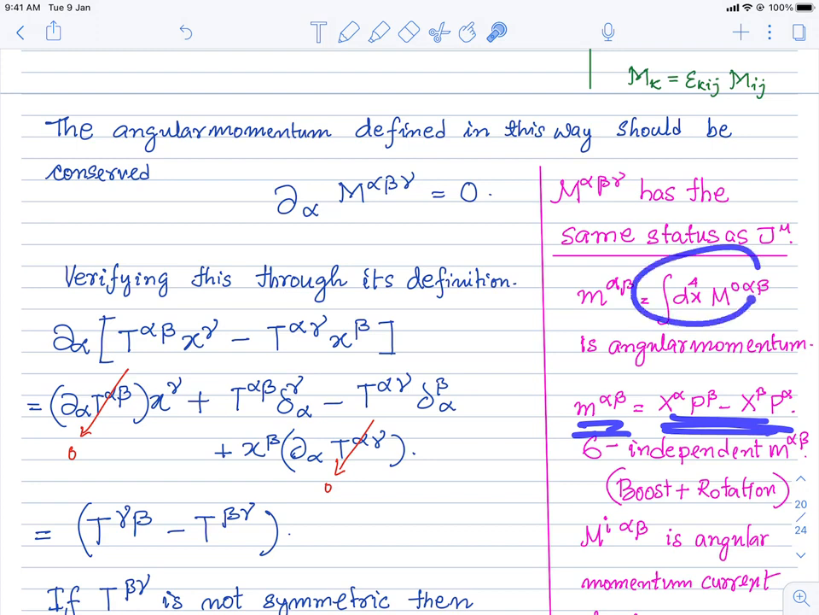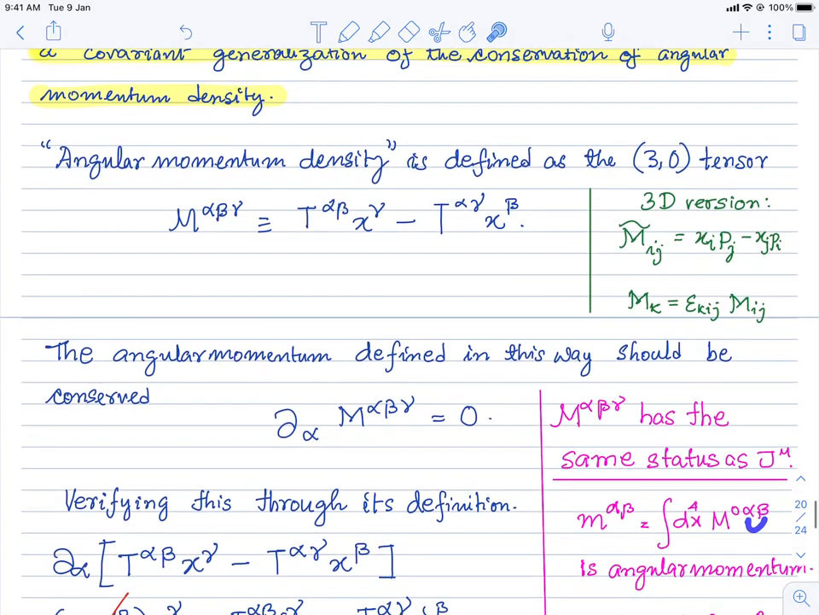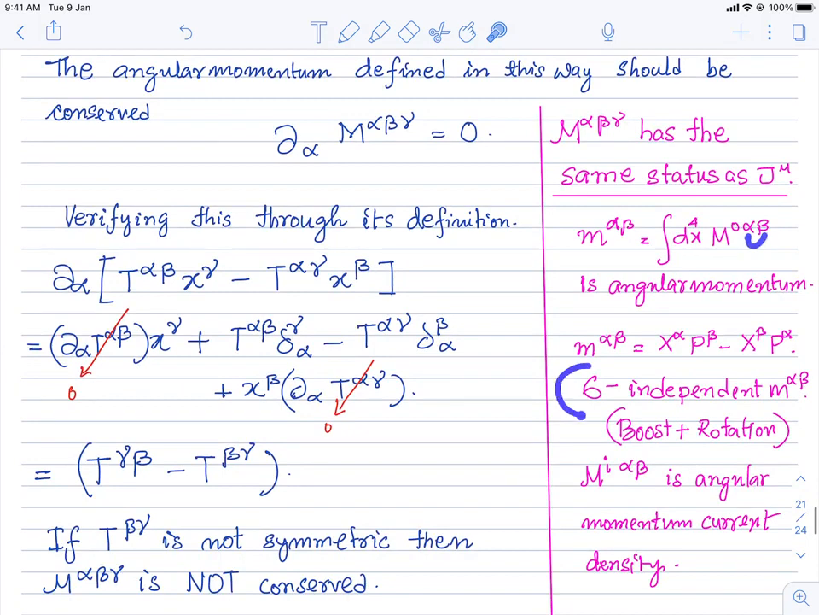For a field, you do this. For a particle, you can do this. Okay, and so you see this M alpha beta essentially has 2 anti-symmetric indices. It's anti-symmetric in these 2 indices. So there are 6 independent M alpha beta, if I divide in this way, and this corresponds to the 3 boost and 3 rotation symmetries. This is the symmetry corresponding to Lorentz transformation, if you like.